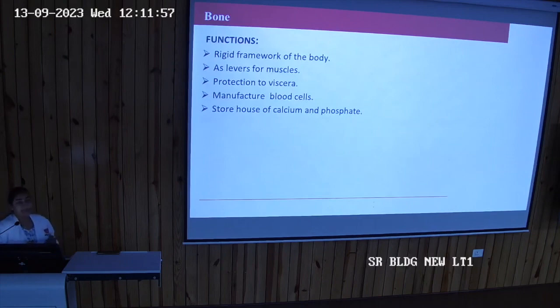Then it acts as a lever for the muscles. It provides attachment to the muscles, and the muscles act on it as a lever. So the pull of action of the muscle will be with the help of a bone. Next, it manufactures the blood cells. Red bone marrow is present in the marrow cavities of the bones, so the manufacture of blood cells takes place in the bone. Then it is the storehouse of calcium and phosphate.